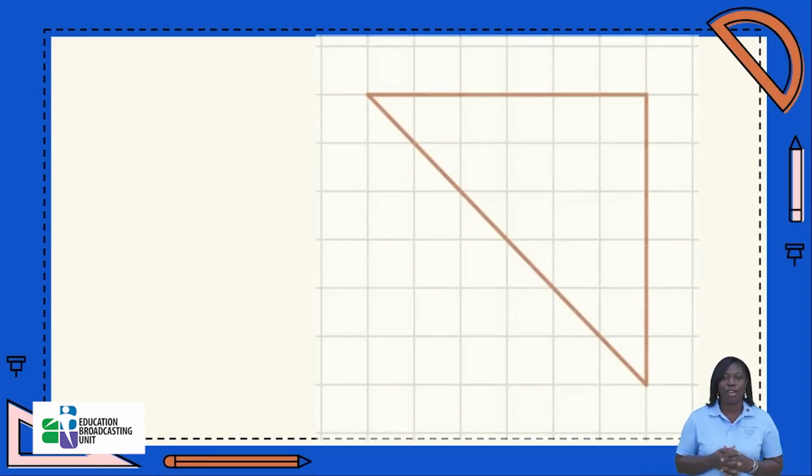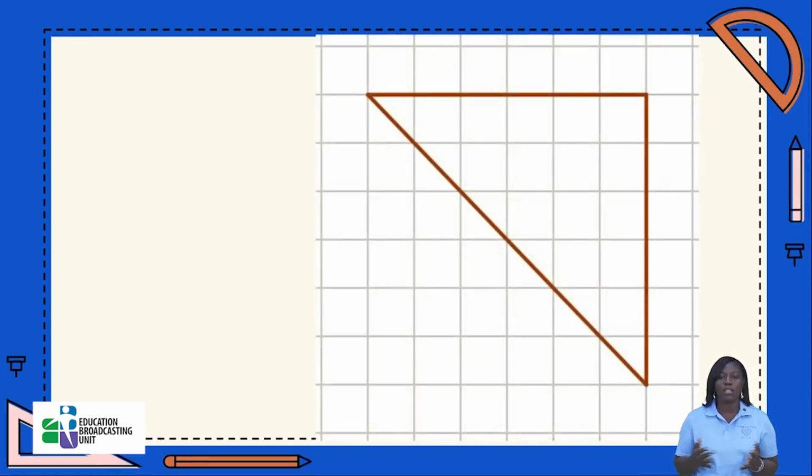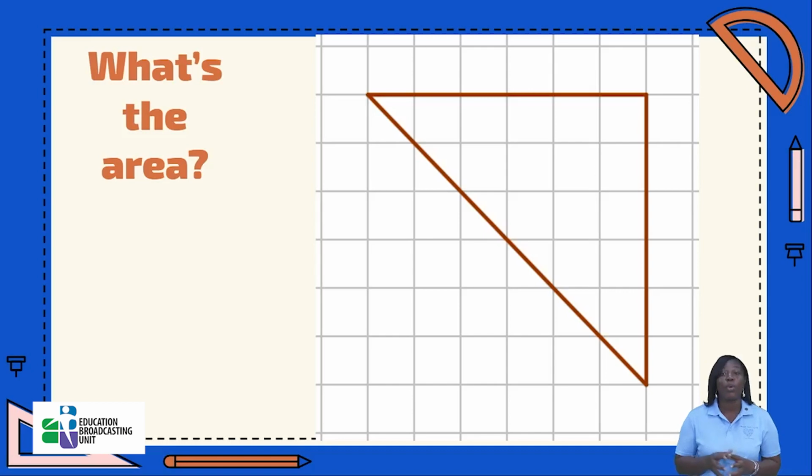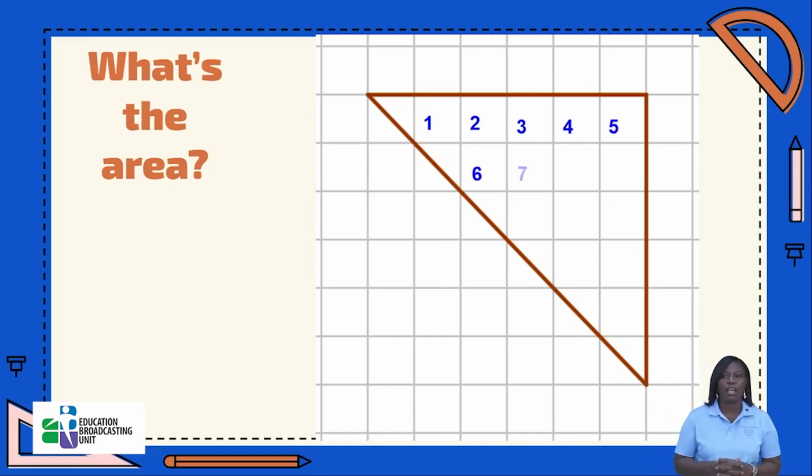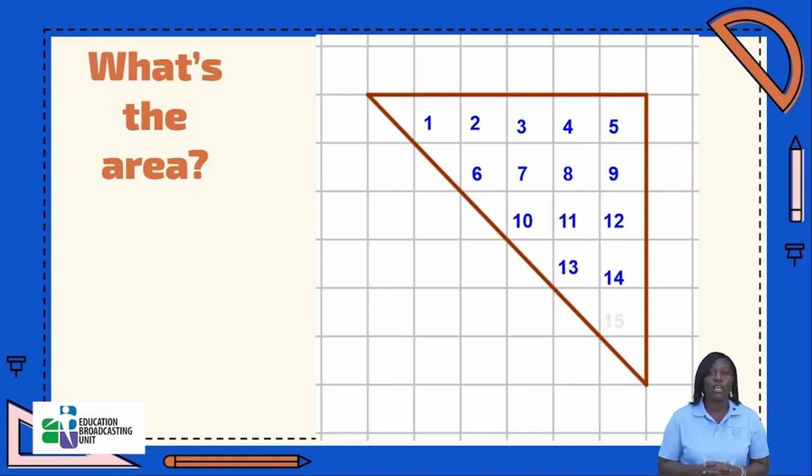Look carefully at this triangle. What is the area? We can find the area by counting the squares. Let's count them together. 1, 2, 3, 4, 5, 6, 7, 8, 9, 10, 11, 12, 13, 14, 15. Awesome. We just counted all whole squares.